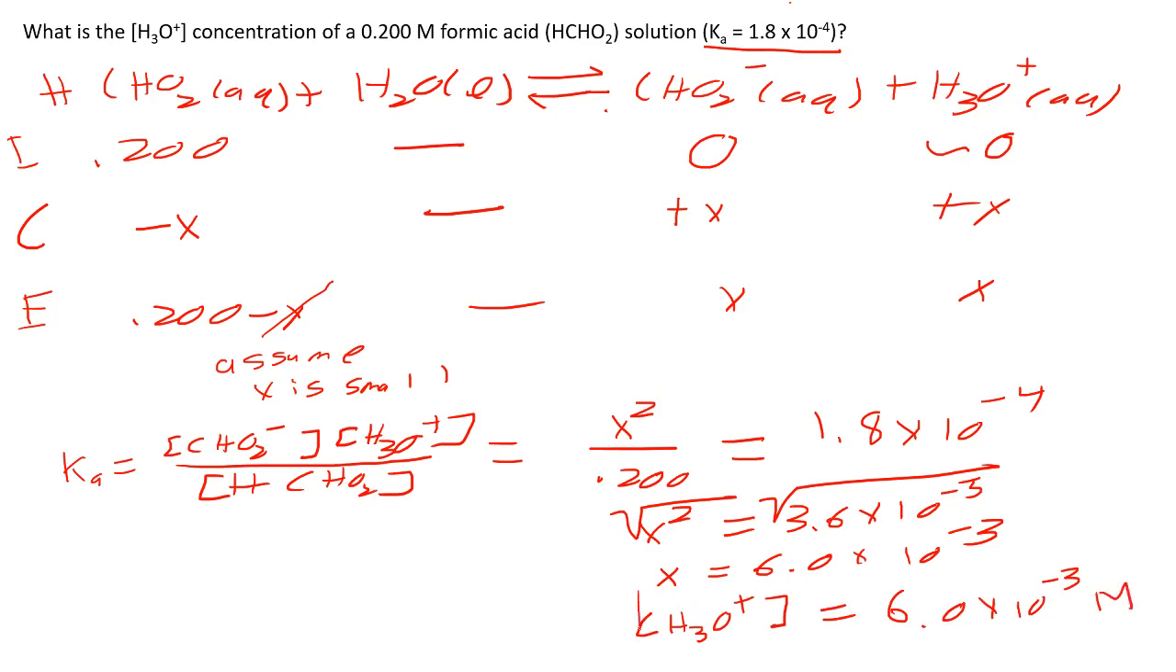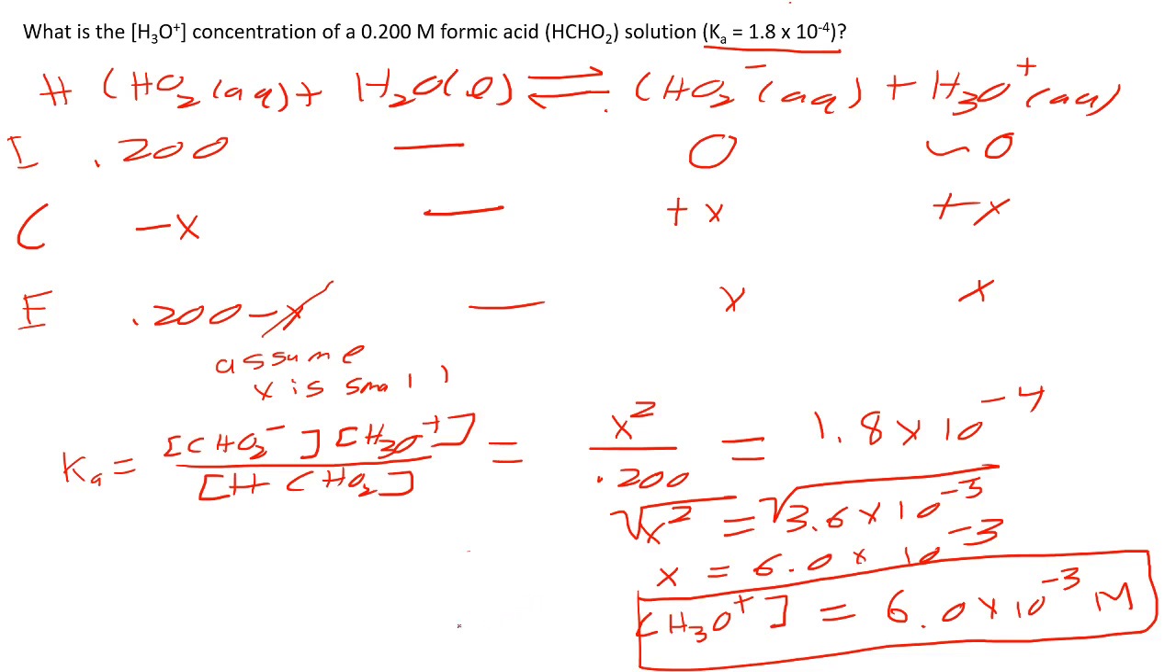But note that it doesn't have to ask for something that's just X. So don't just circle your X without paying attention to, is this the answer? It could have asked you, what's your formic acid concentration? And then you have to go and plug back in here. And in this case, it would just be 0.200 molar because X is small. But you might have to check that in some cases where it's not quite true.